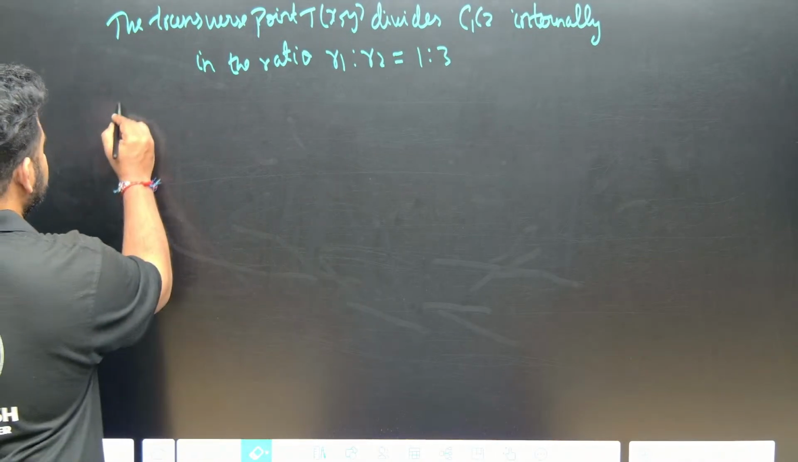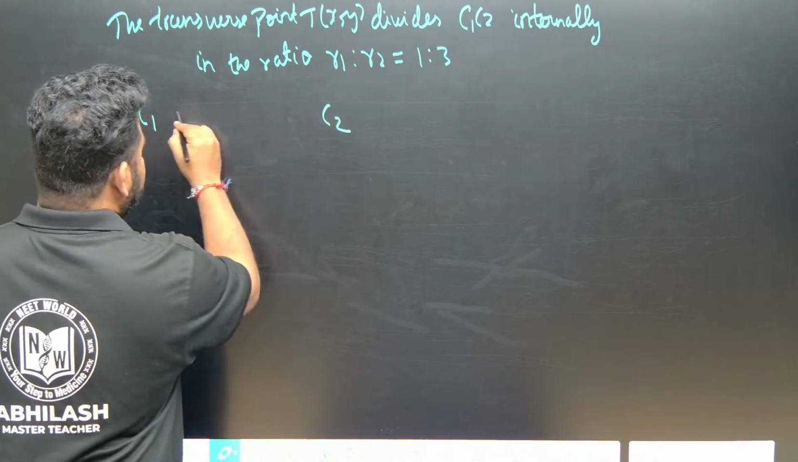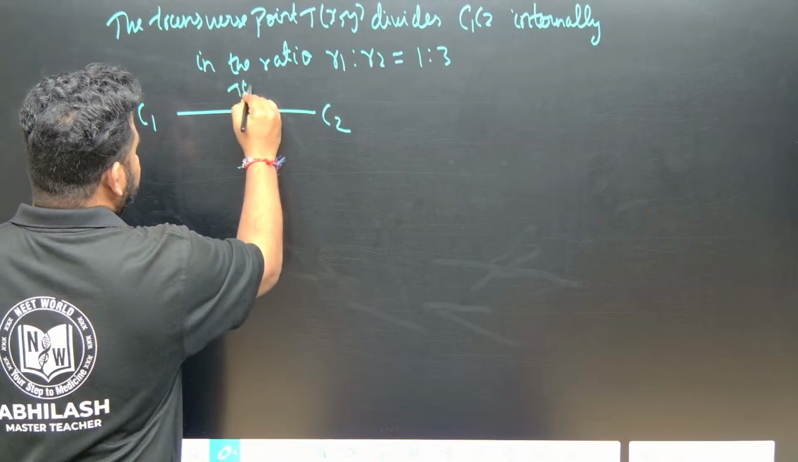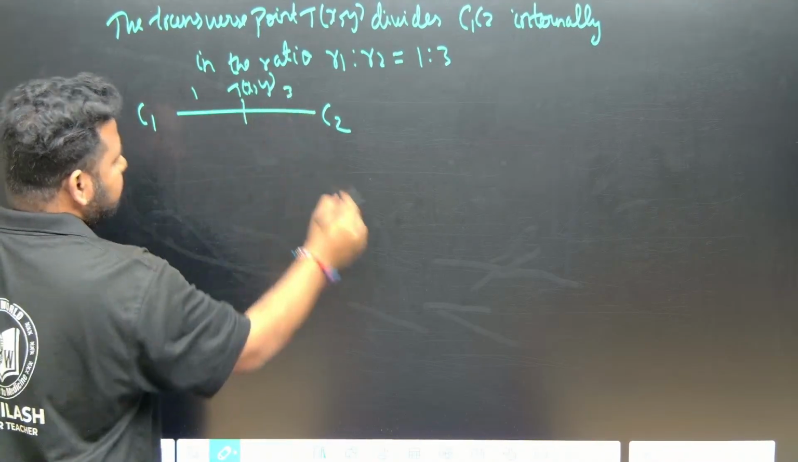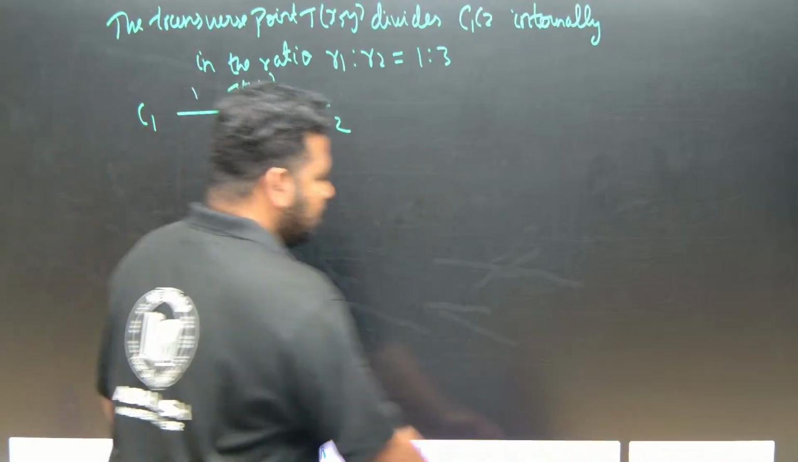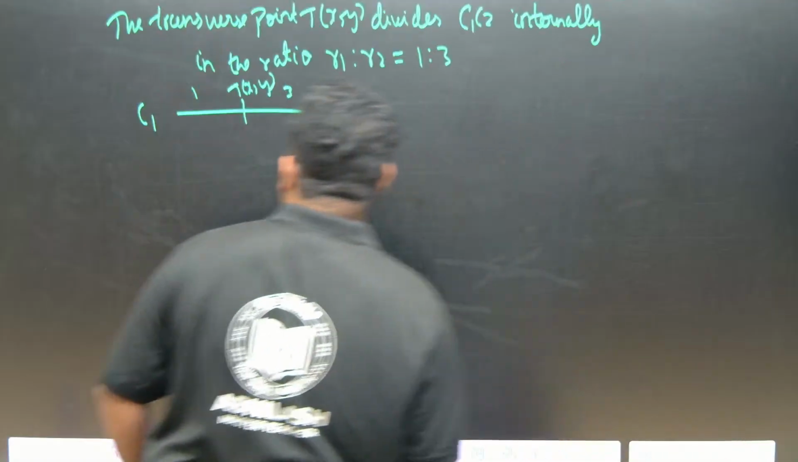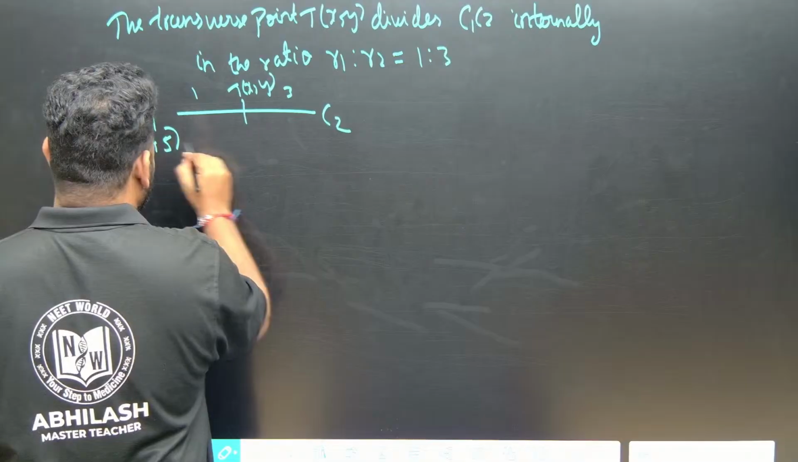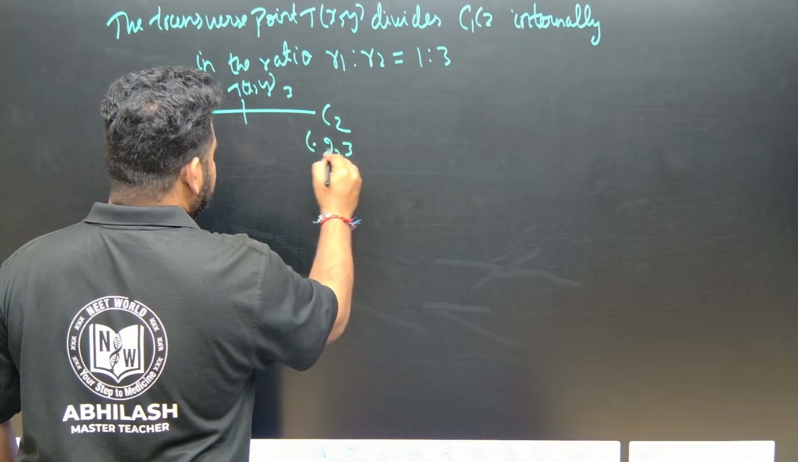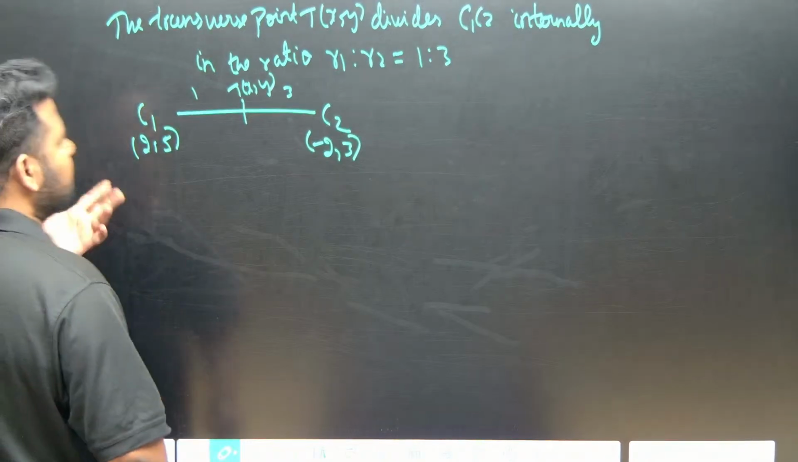So the centers are what here? C1, C2, and the transverse point T (x, y) divides in the ratio 1 is to 3, correct? R1 is to R2, R1 is 1. What about C1? 2 comma 5, and C2 is minus 2 comma 3. This is what we have. Now let us apply the section formula.